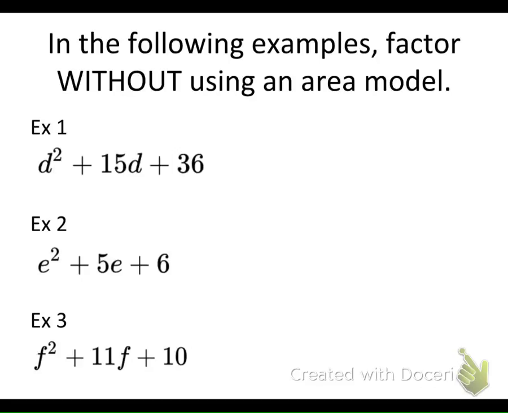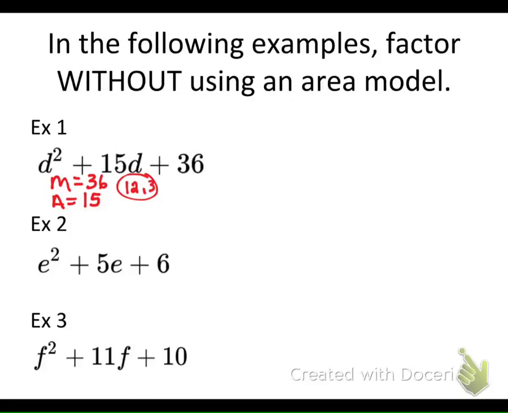So what's the M of example number 1? 36. What's the A? 15. Now, what can you multiply together to get 36, but add together to get 15? Use your cheat sheets, guys. So go to 36. Which of those can you add together to get 15? 12 and 3. So we're going to do 12 and 3.